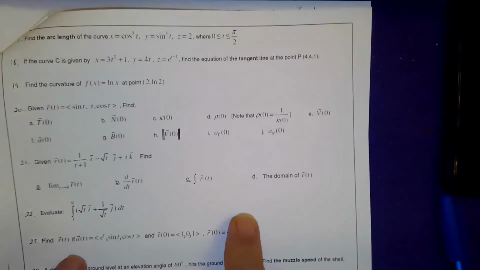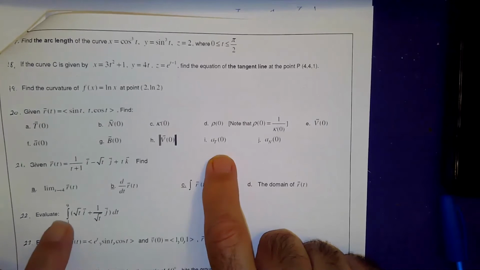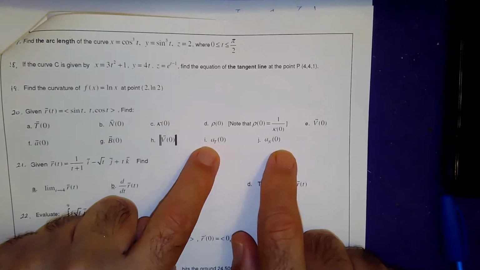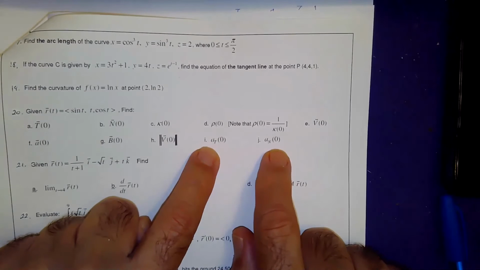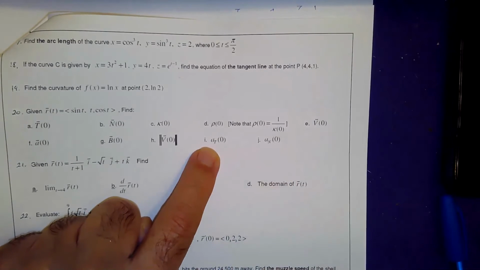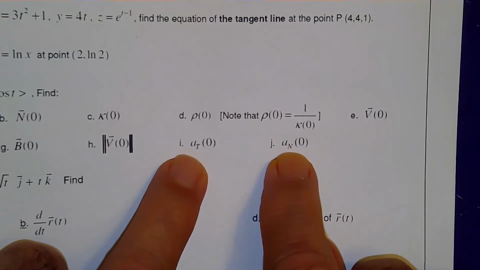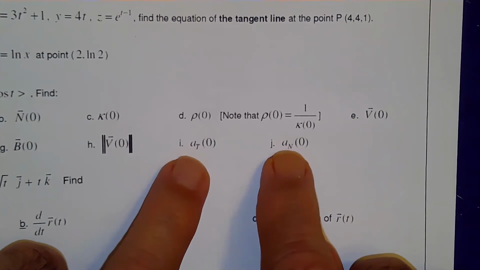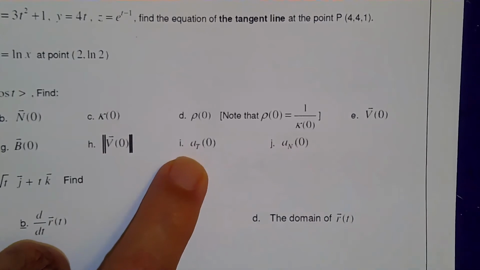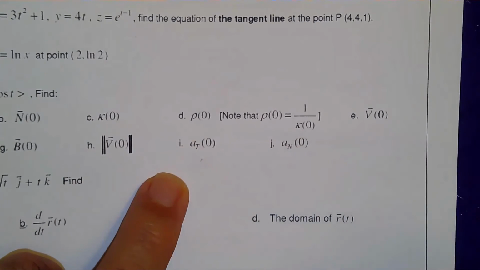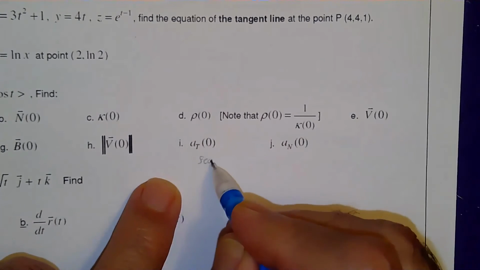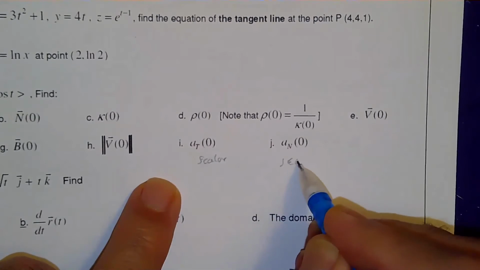And you remember these guys, don't you? This guy and this guy. Does anyone remember these two factors? Let me just zoom in. You remember these? These are scalars, these are numbers. But does anyone remember what they stand for? Is it tangential acceleration and normal acceleration?